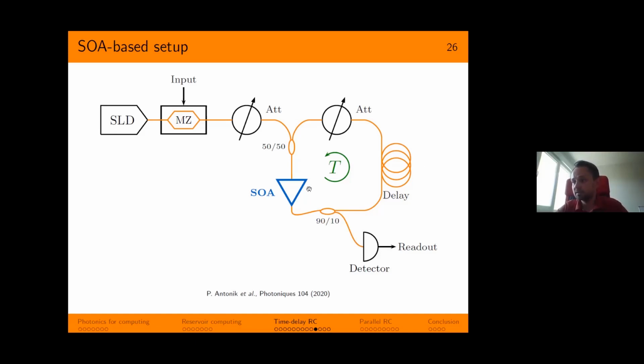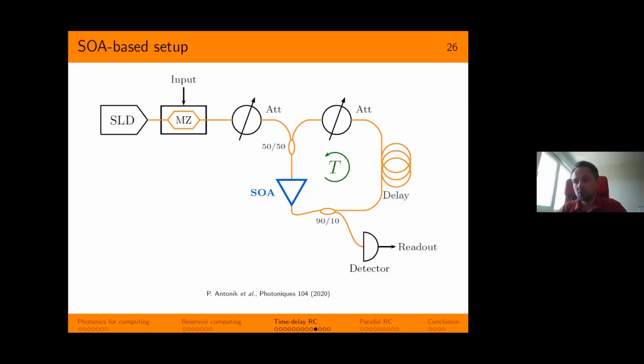And the big difference here is this nonlinear element, which is a semiconductor optical amplifier, or SOA. This SOA operates near saturation, so it's nonlinear. And the cavity itself operates below the lasing threshold, so we don't have problems with instability. And the key observation here is that the cavity is fully optical. Even the injection of the signal is optical as well. Now, this system operated at the same time scale. We have the same delay line here of 8 microseconds. So basically, time-wise, it has the same characteristics as the optoelectronic setup.